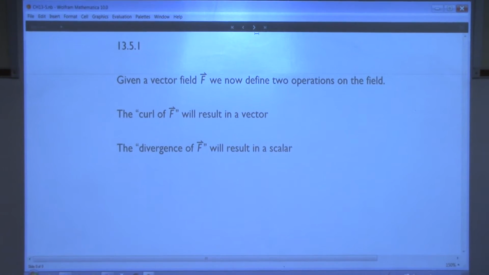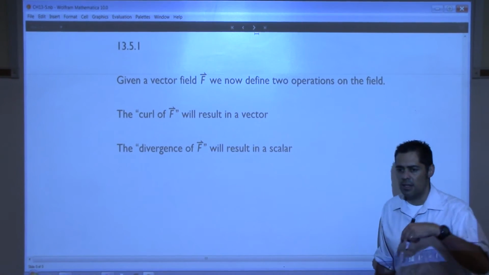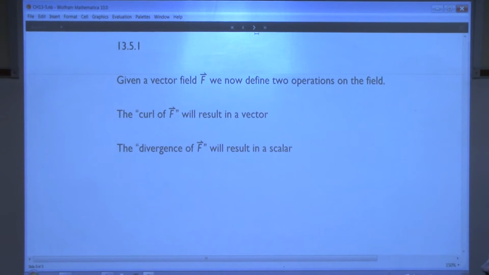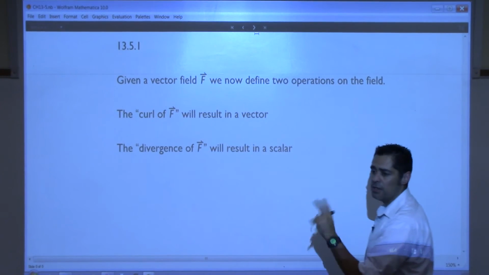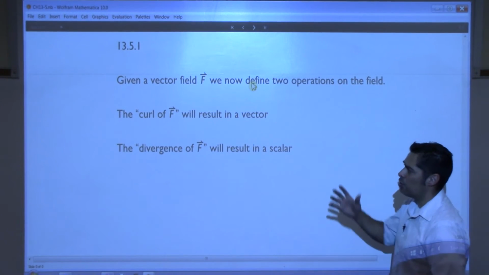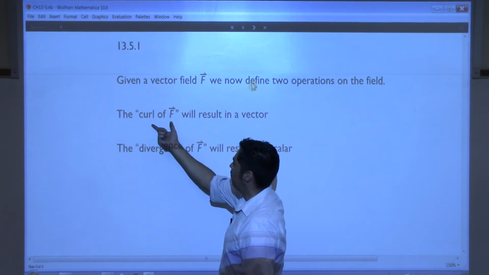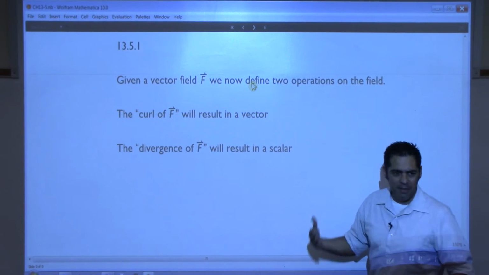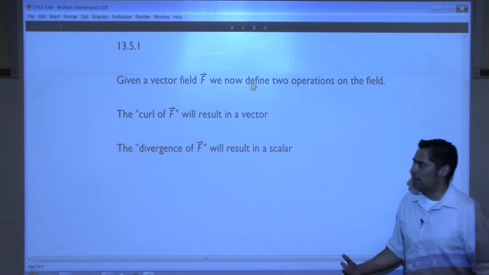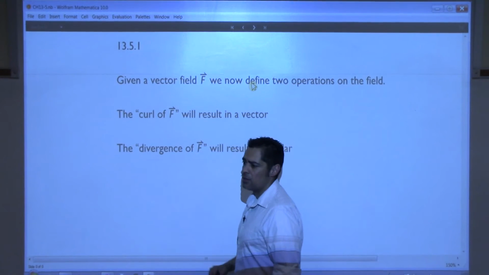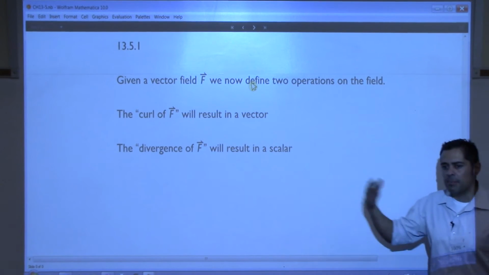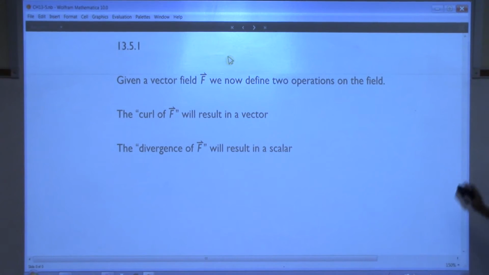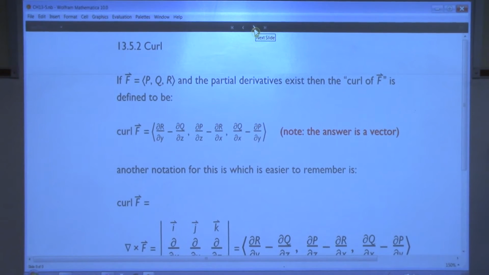The first thing is to understand that we are defining in this section 2 operations on vector fields. If someone hands you a vector field, we have these 2 things called curl and divergence. When we take the curl of a vector field, the answer is a vector. When we calculate what's called the divergence of the vector field, we're going to get a number, a scalar. And what they mean is what I'm going to try and show you, all right? And then I'll show you how to compute them. Or you know what? I'm going to show you how to compute them first.